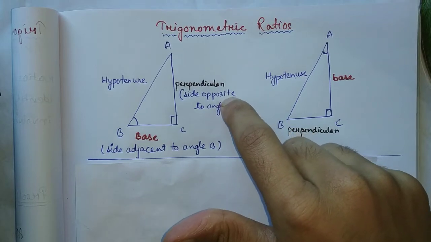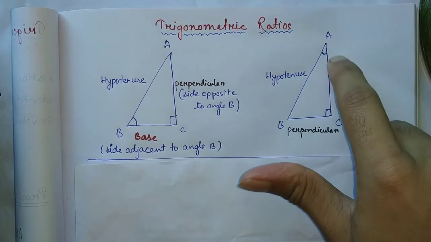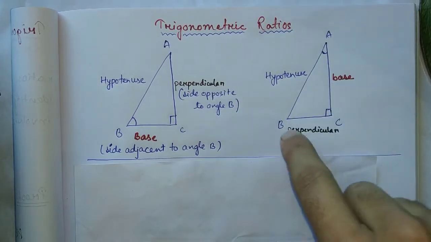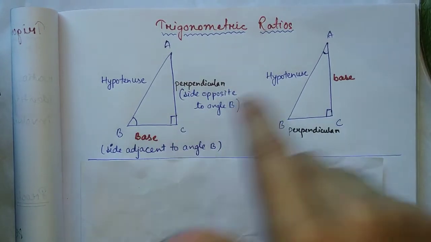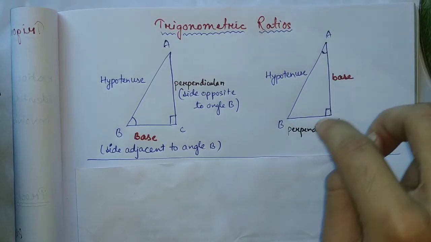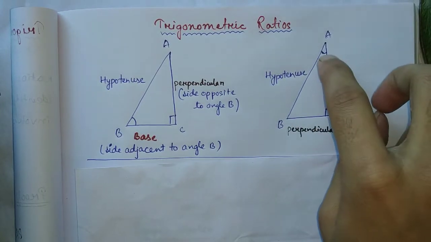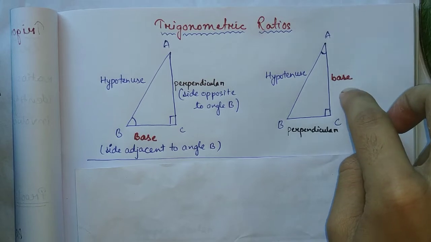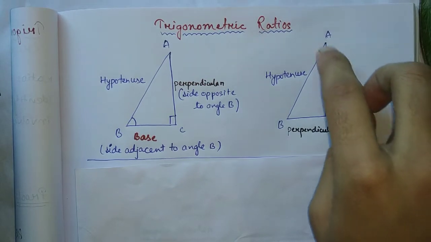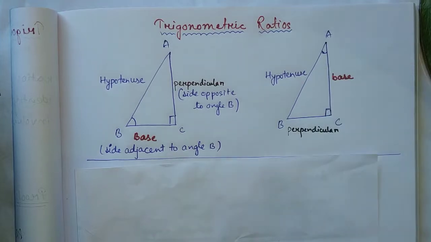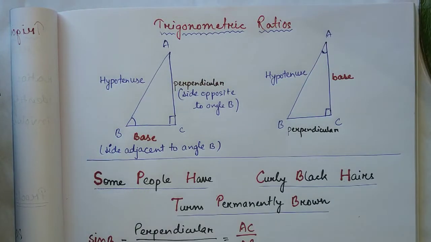Now if we take our angle of reference as angle A, then the perpendicular shifts from AC to BC and the base shifts from BC to AC. As the side opposite to angle A is BC, we take this as the perpendicular, and the side adjacent to angle A is AC, so we take AC as the base, and the hypotenuse remains the same for this also. Now let's move to the trigonometric ratios.